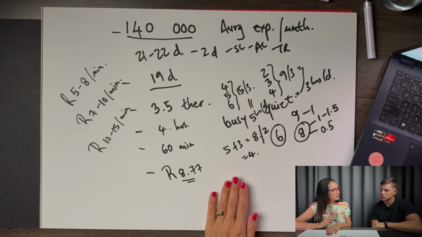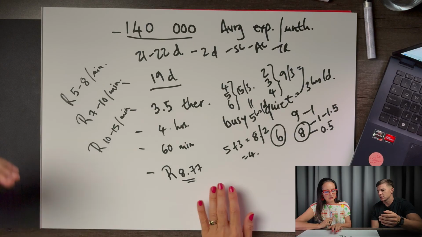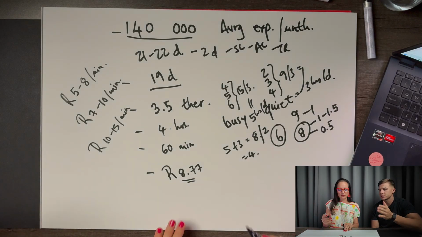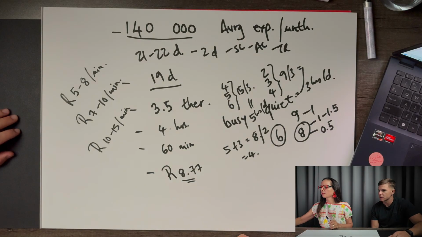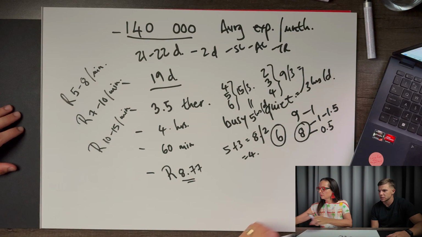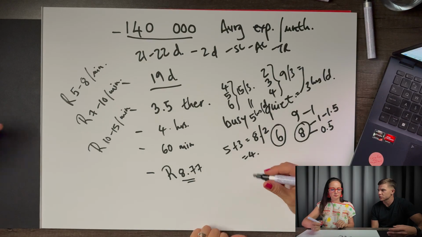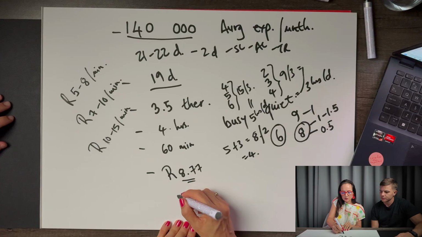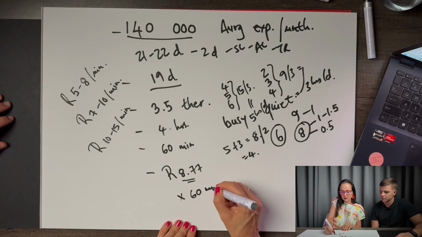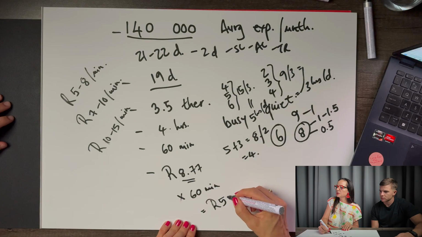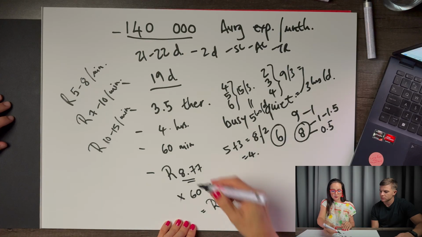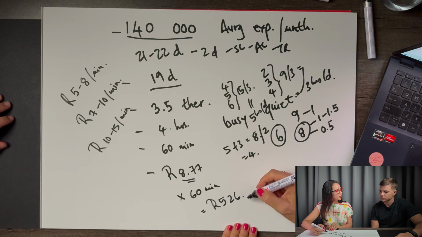Multiplied by, so 8 Rand 77. So the treatment is 60 minutes. So it's 8.77 multiplied by 60. And that's going to be your cost for that treatment, your fixed cost. So we're going to use this and we're going to multiply it with the time that you spend on a treatment. And I quickly did the maths on that. So just the time to do the treatment for this particular situation is 526.